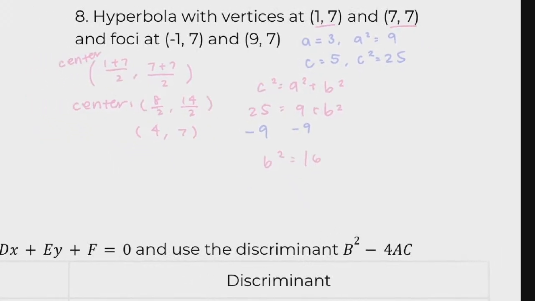Okay, so now we have to decide what goes where and fill in the equation. Our first denominator is always going to be a squared, which is 9. The second one is going to be b squared, which is 16. Then looking at the vertices, the x coordinate changes, so that means x is going to be first. So it's going to be (x minus 4) squared, and then (y minus 7) squared.